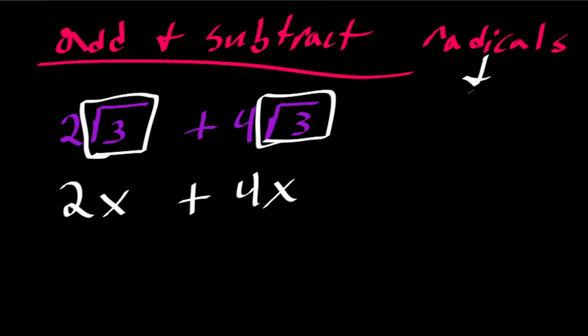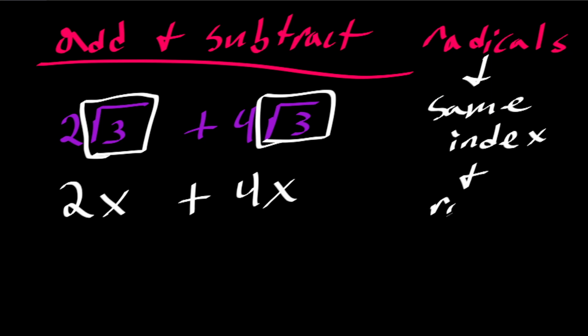Essentially, for radicals, you have to have the same index. So it has to be like a square root and a square root add together. And then you need the same radicand, which just means what's under the square root. All right, so just like in this situation, 2 square root 3 plus 4 square root 3, we can add that just like 2x and 4x.